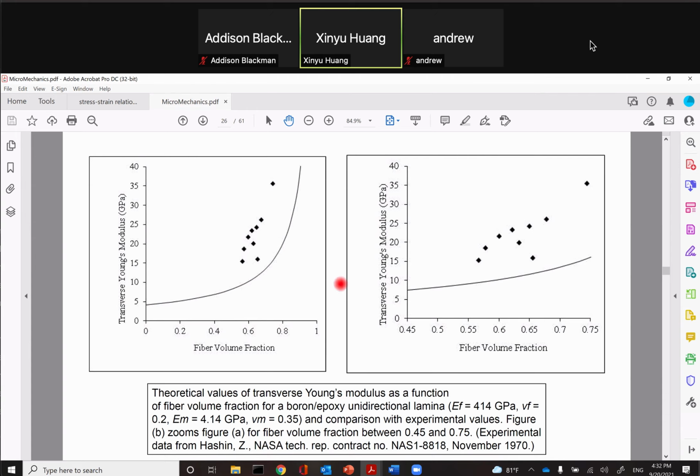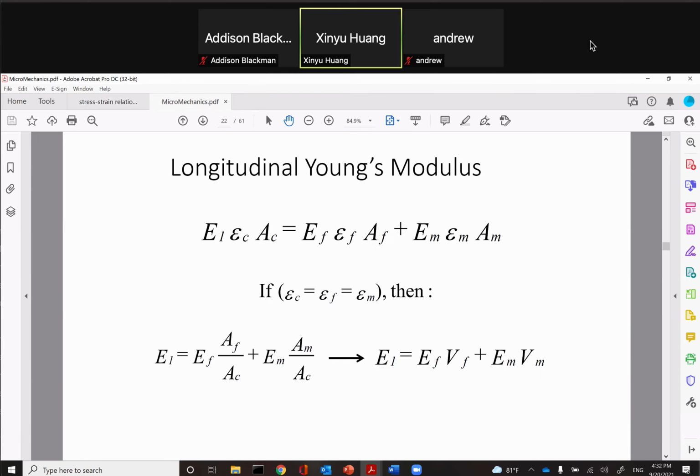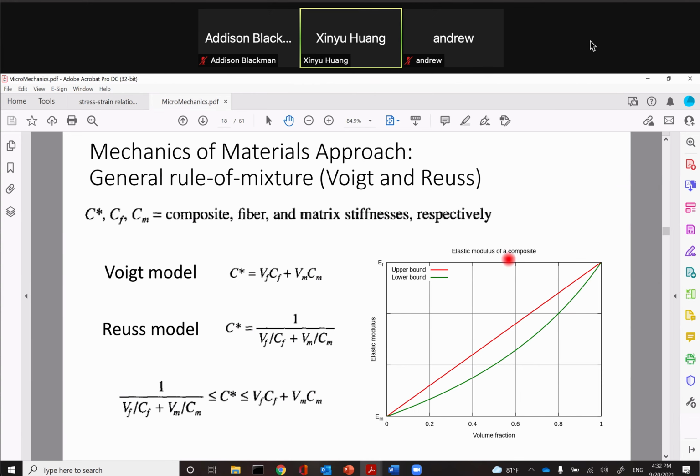This is the glass fiber figure. This is the same thing, zoomed in a little bit for a certain range. Actually the Reuss model underestimates. So you can see that all the experiment data points are above the Reuss model. The Reuss model is the model we're talking about, the lower bound. The Reuss model is this green curve. Okay, this curve.